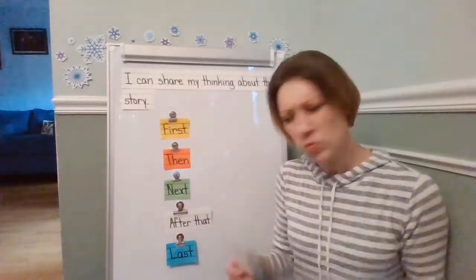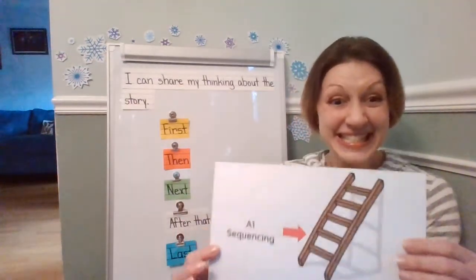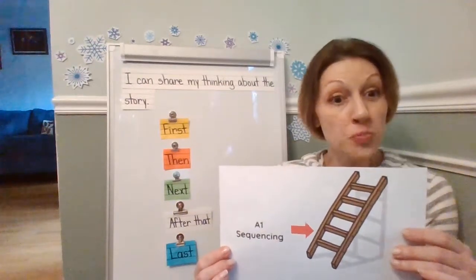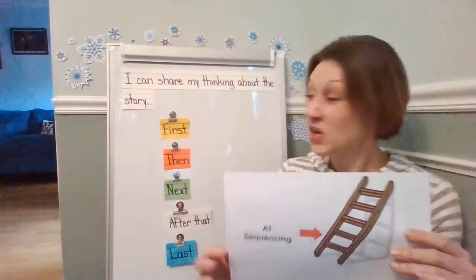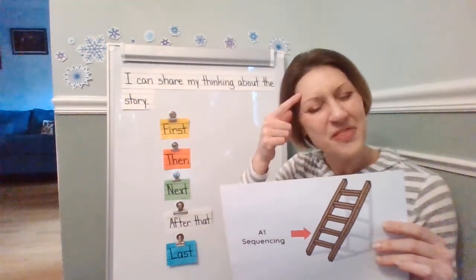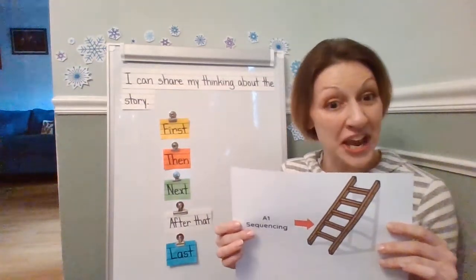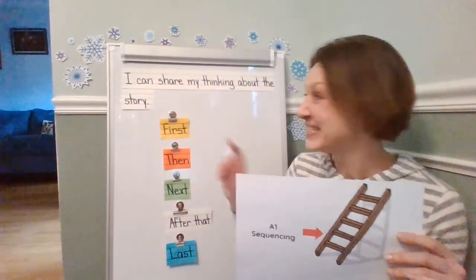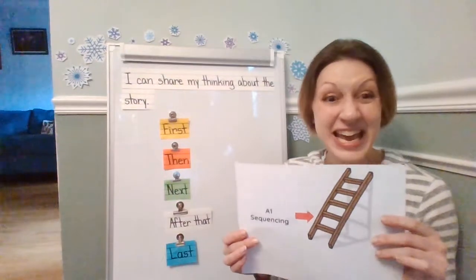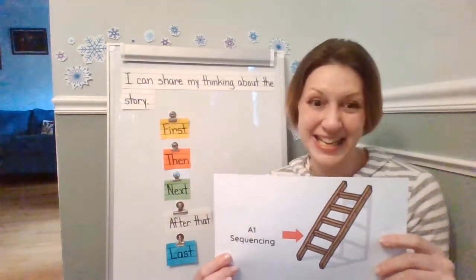These are some important words. Today, we're going to be looking at sequencing. When you sequence a story, you put the events in order. For example, what happened first? Think back to the story. Do you remember which animal went inside of the mitten first? We're going to be talking about that in just a moment because we're practicing sequencing today.